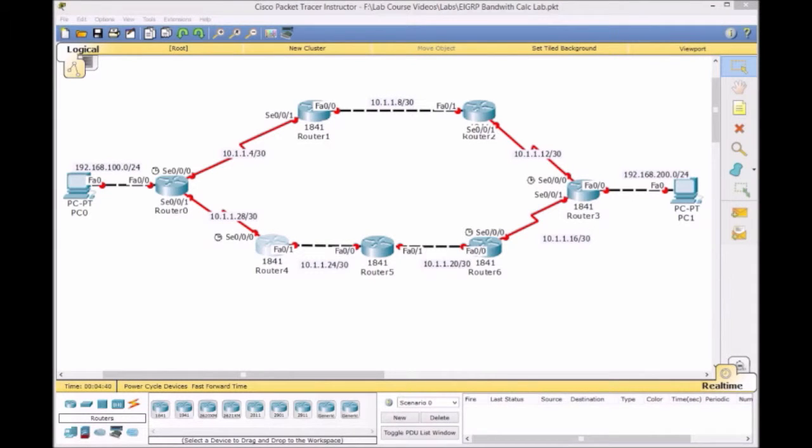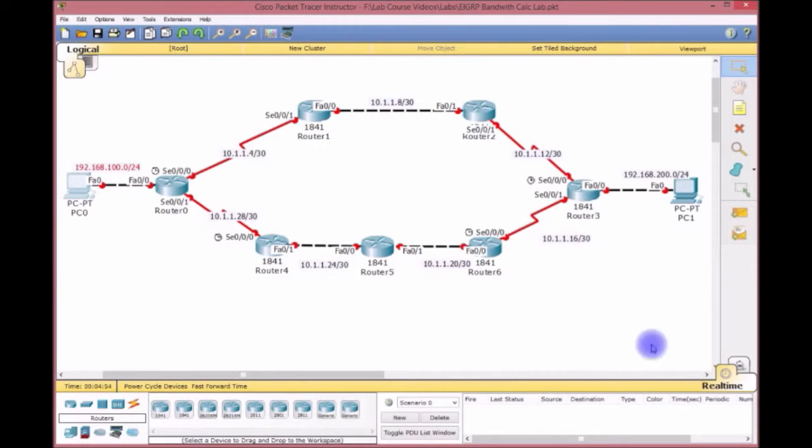Alrighty then. Got a couple more routers here, don't we? Now with advanced EIGRP, why do we have this type of topology? Well, the reason we set this topology is because now there are two ways to get to, let's call this the source and we'll call this the destination.